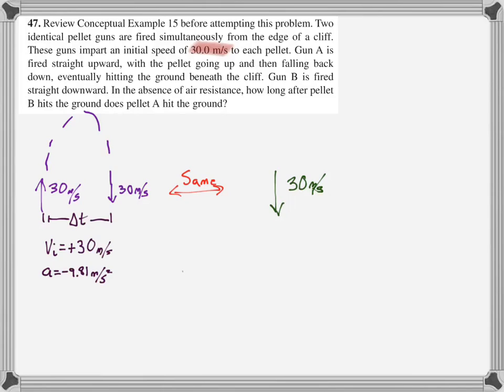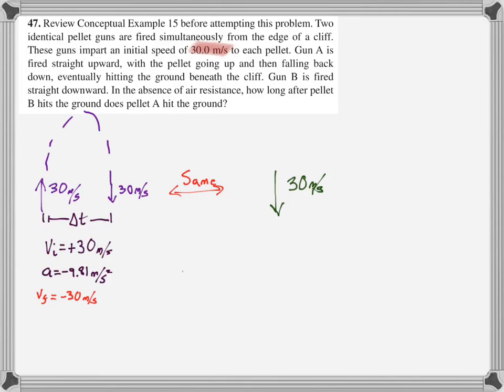The only difference is it takes a little bit more time because it has to come all the way up and then come down. So what we're really finding out is the amount of time it takes the pellet to come up and then come down at 30 meters per second, and then it's going to act identical to the green one, to it shooting down.